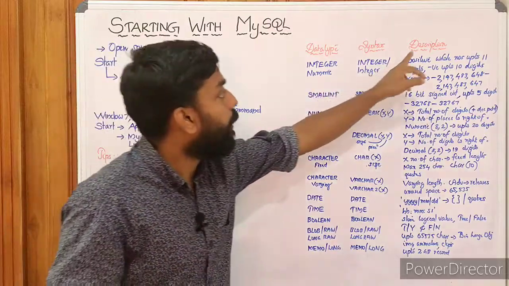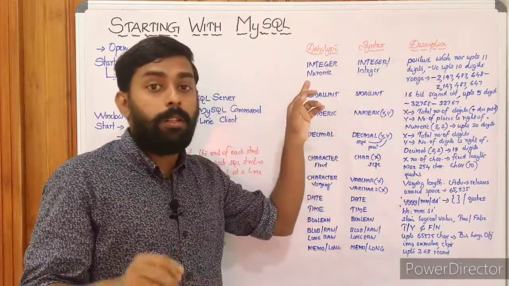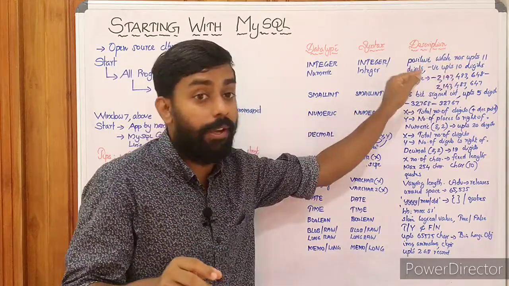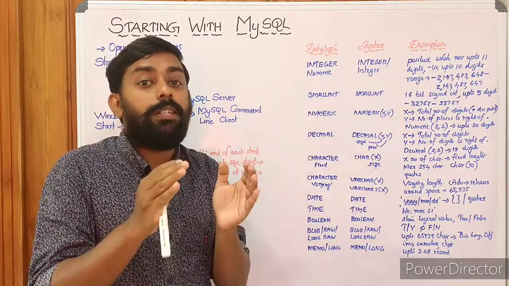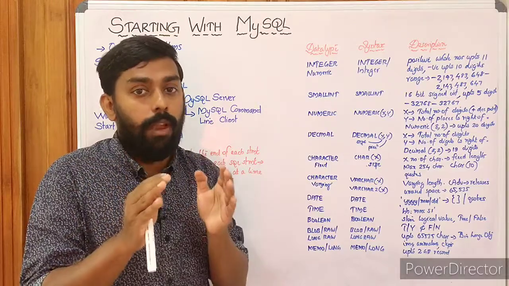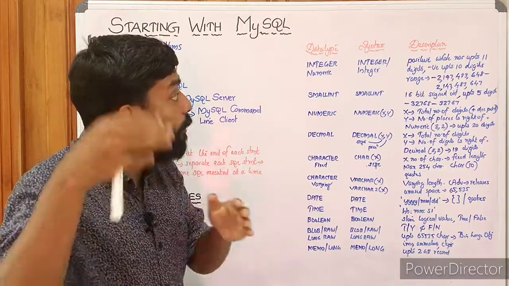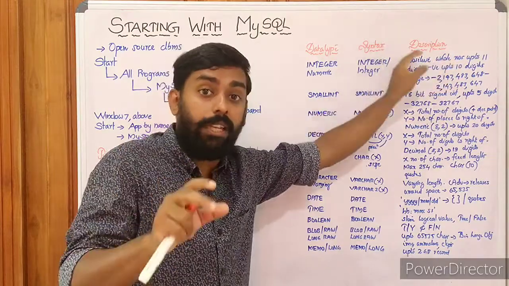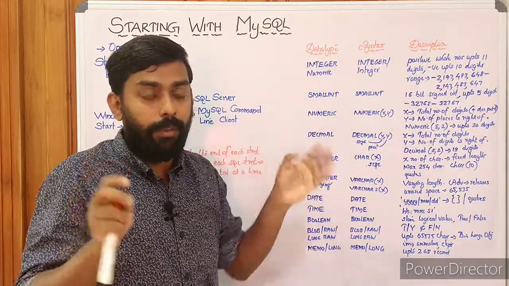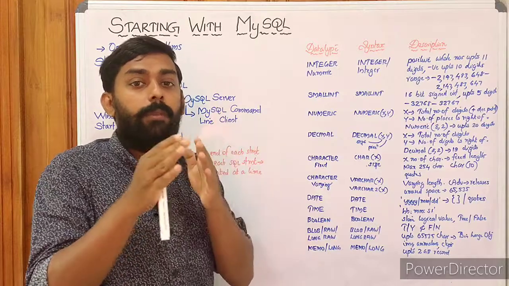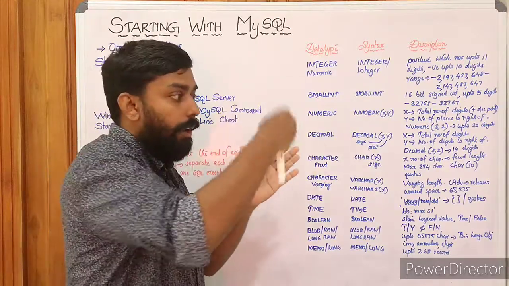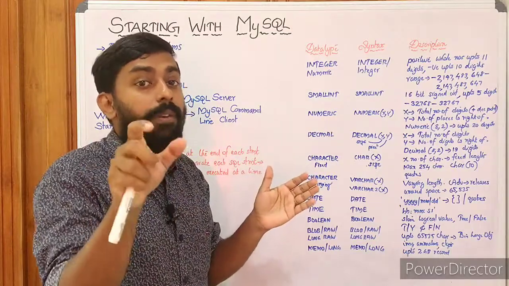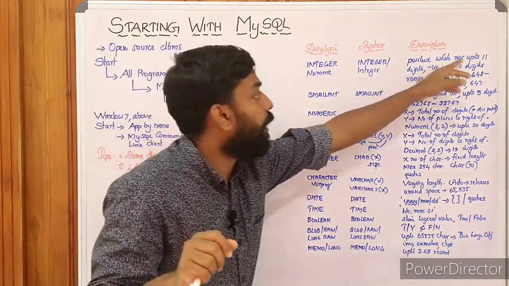Then the description: integer stores positive whole numbers up to 11 digits, and negative up to 10 digits. Hope you get it. It supports positive whole numbers up to 11 digits, so the length can be 11 for positive, and for negative it can be up to 10 digits.